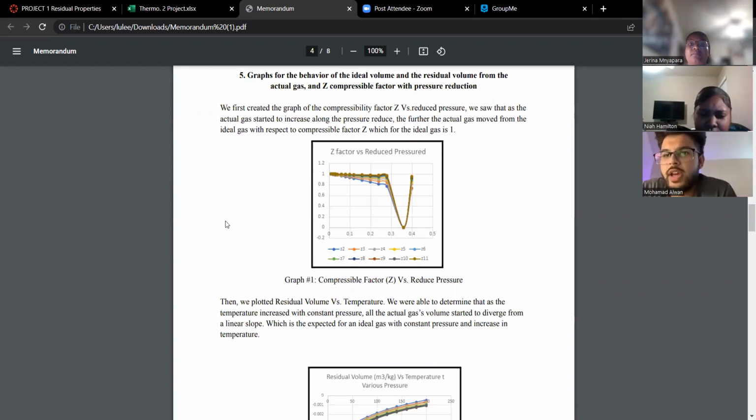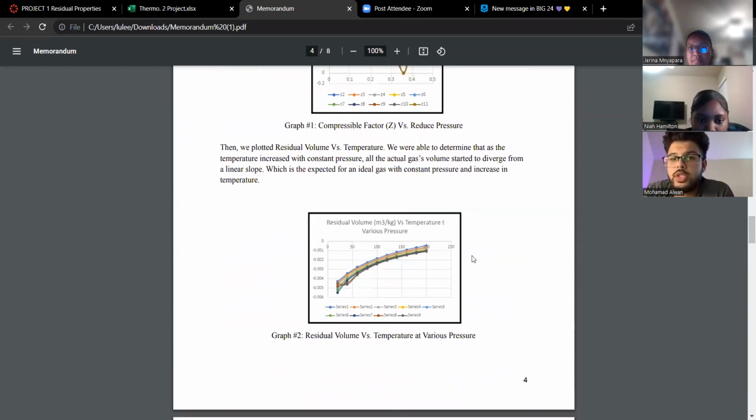Graphs for the behavior of the ideal volume and residual volume from the actual gas and Z compressible factor with pressure reduction. We first created the graph of the compressibility factor Z versus reduced pressure. We saw that as the reduced pressure increased, the actual gas moved further from the ideal gas with respect to the compressible factor Z, which for the ideal gas is 1. And our graph is shown below.